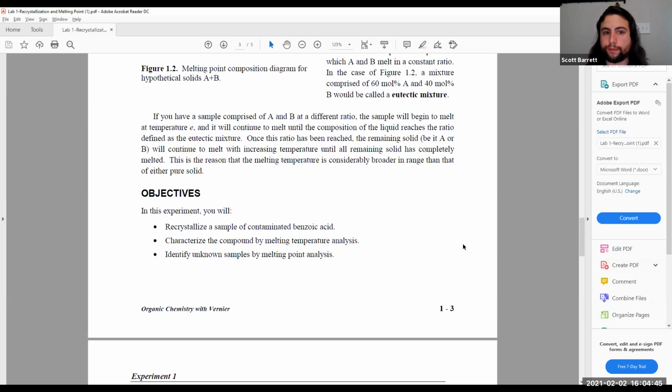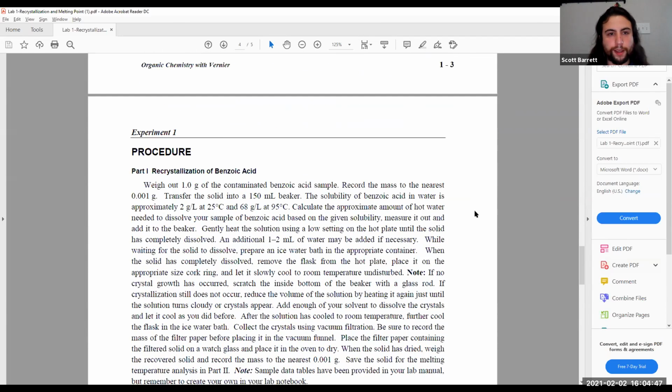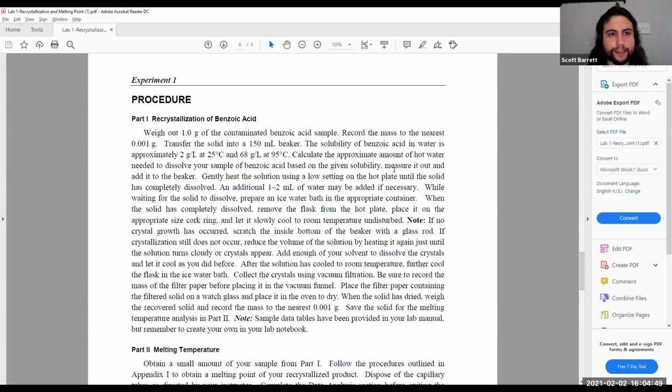So now here is the procedure, and this is what you'll want to have completed within your lab notebook. You would weigh out your contaminated benzoic acid sample, and then transfer it to the beaker. So here is a good example that you should look at regarding the solubility. 25 degrees Celsius, that's near room temperature. 95 degrees Celsius, extremely hot, near boiling.